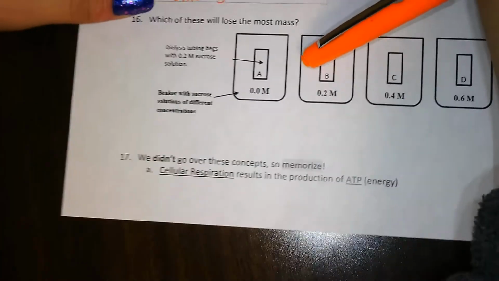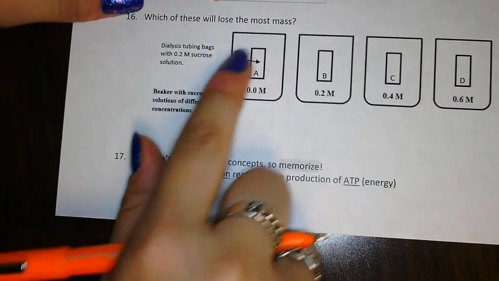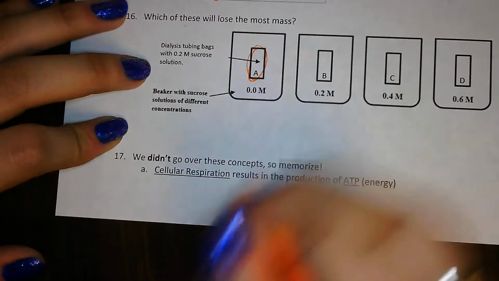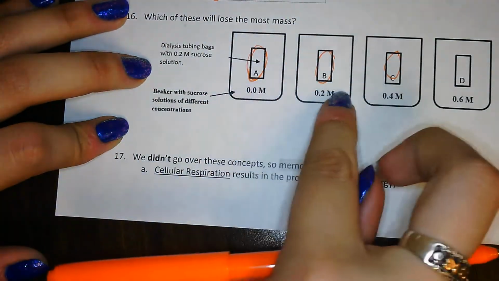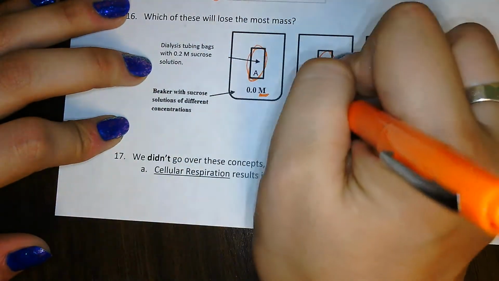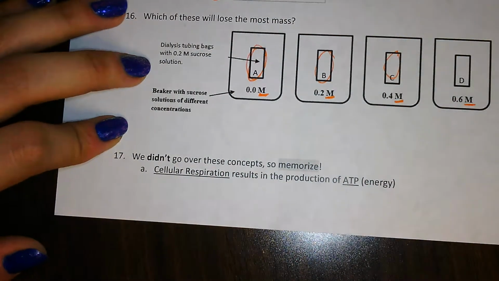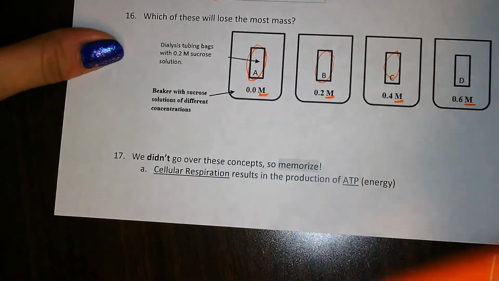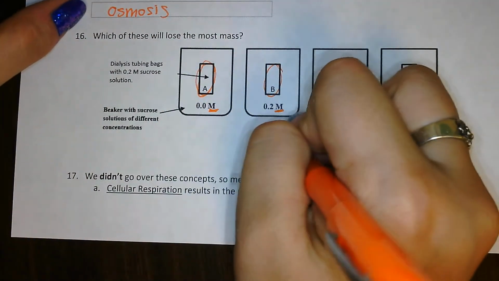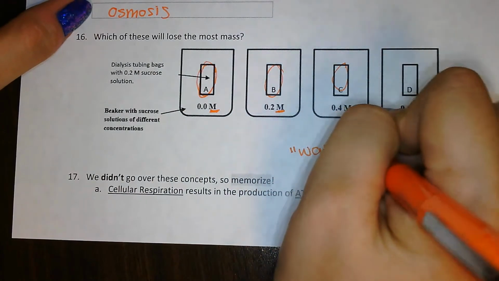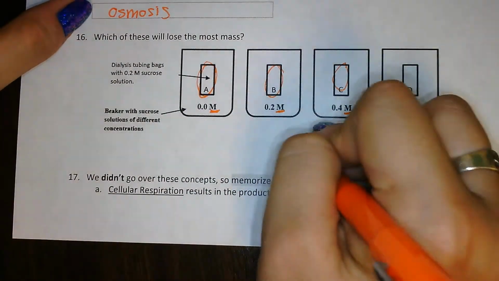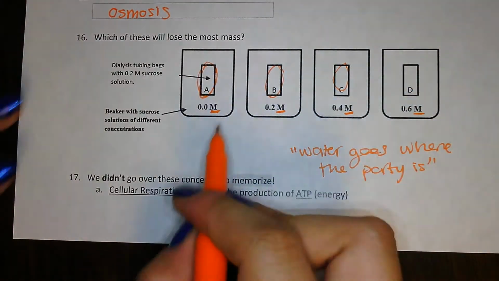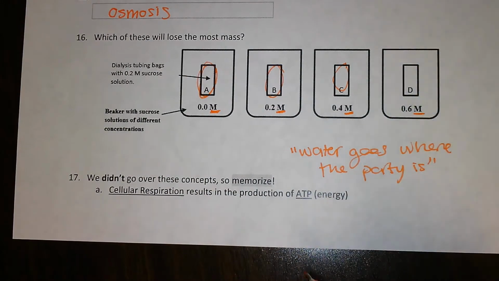Number 16. Which of these will lose the most mass? So let's pretend that these are little bags that have a semi-permeable membrane. There's 4 bags in 4 different solutions. If you remember, M stands for the amount of concentration. So the higher the concentration outside, the larger that number gets. So we need to remember that water goes where the party is. The bigger the party, the more water will go, right?